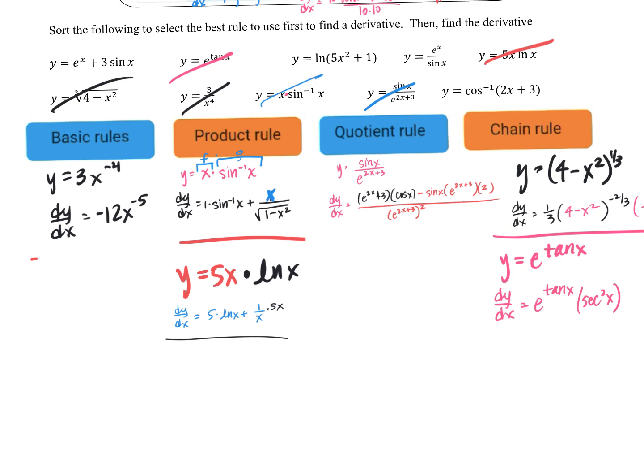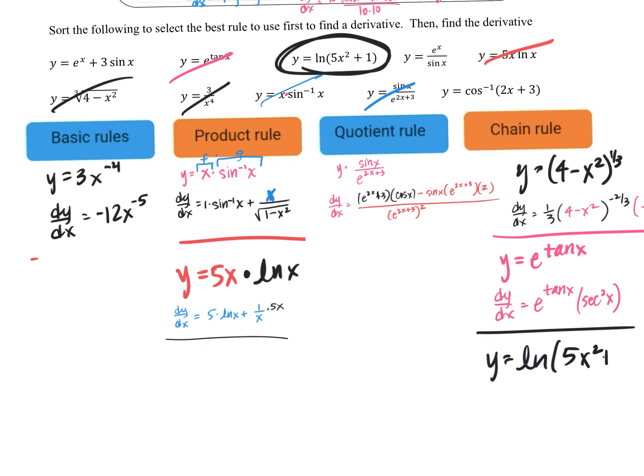Y equals ln of 5x squared plus 1 is going to be a chain rule. So good. He's saying this guy up here, it's going to be a chain rule. So he's saying I got an outer natural log and I've got an inner 5x squared plus 1. Awesome. Good row.